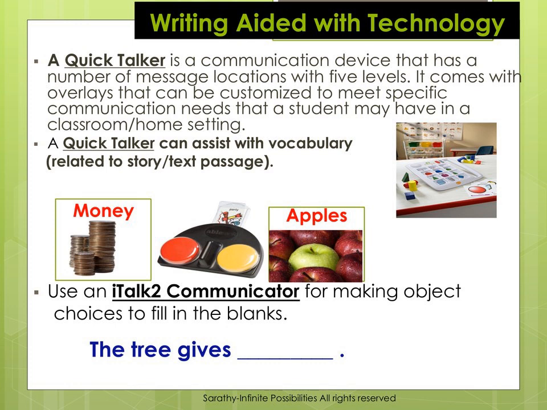Writing, as I mentioned before, the Quick Talker that you see on the right, that's the Quick Talker 7. It's a communication device, and maybe you can place the words from the story, the vocabulary words, paired with the word wall into that Quick Talker, and the student can practice it. And during your vocabulary practice, the student can maybe press the device to participate. Or the student may use just one word, the trees give, and you can give a choice, do they give money or apples? And the student chooses and uses the I Talk to Communicator.